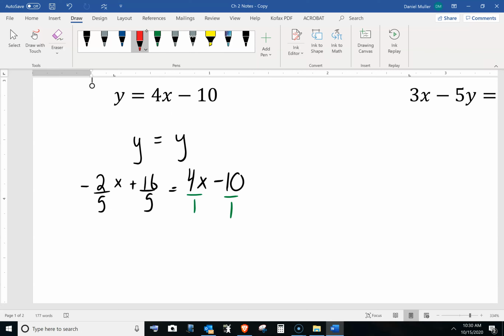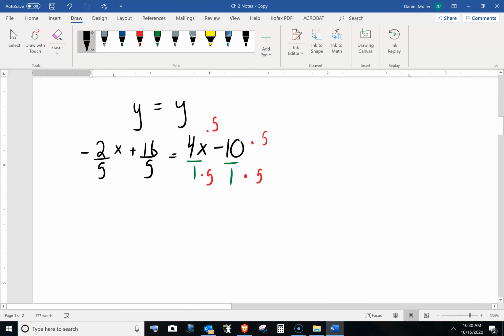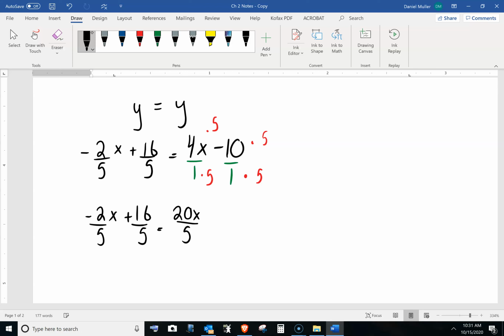So I'm going to get a common denominator here. We'll times this by 5, and that by 5. We'll times this by 5, and we'll times that by 5. And so we've got negative 2 over 5x plus 16 over 5 equals 4 times 5 is 20, so 20x over 5 minus 50 over 5.